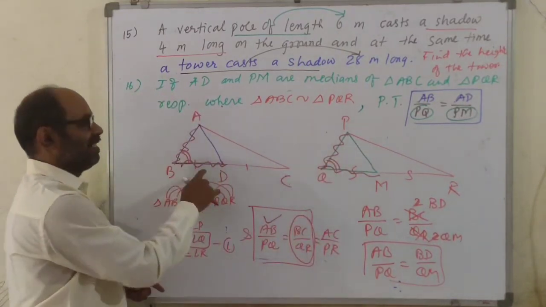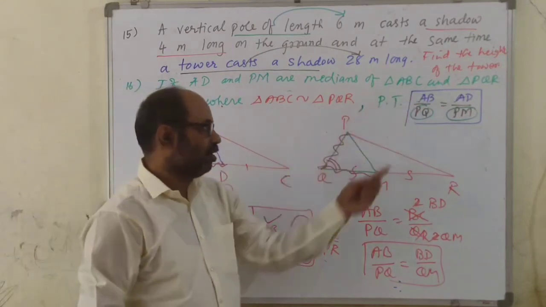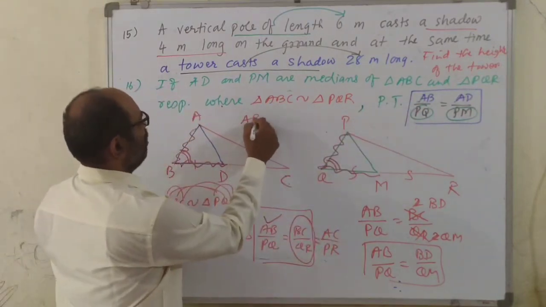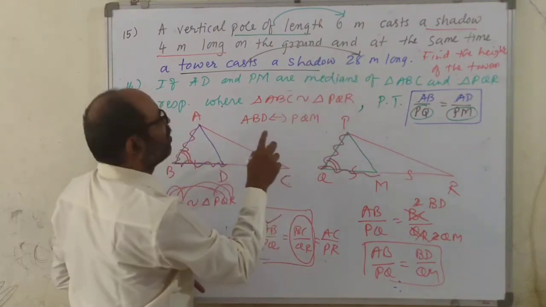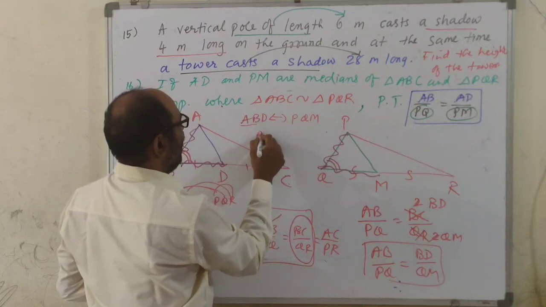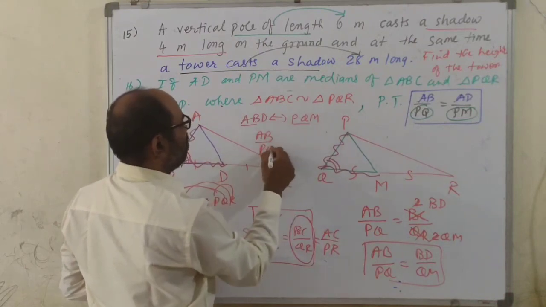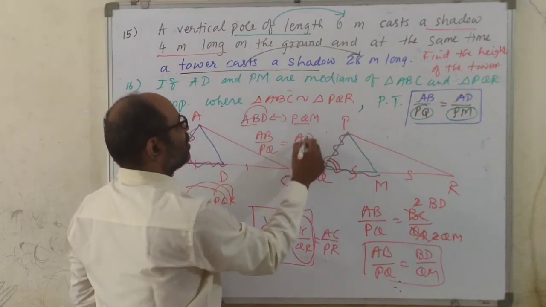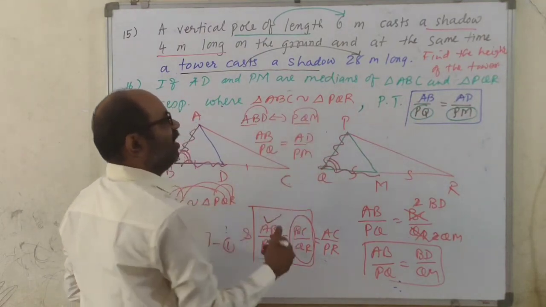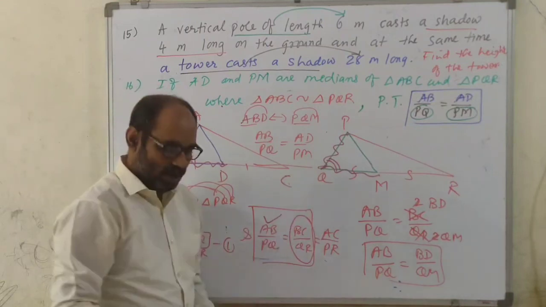So by side angle side, this correspondence मैं लिख दूँ, ABD corresponds to PQM is a similarity. So now what you want? AB. So ye raha AB. So samne se compulsory PQ aayega. Fir kya chahiye? AD. Ye raha AD. So samne se compulsory PM aayega. Ho gaya. Proved. Got it, children?